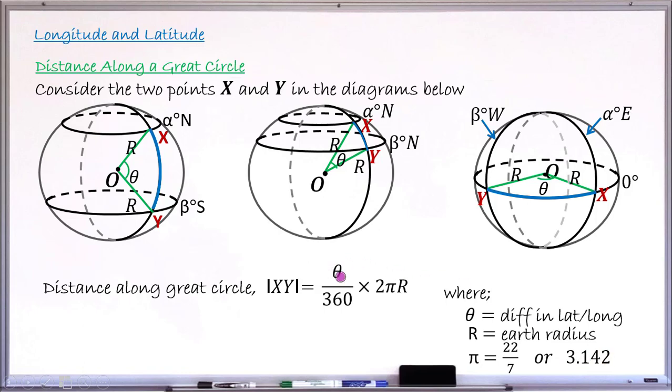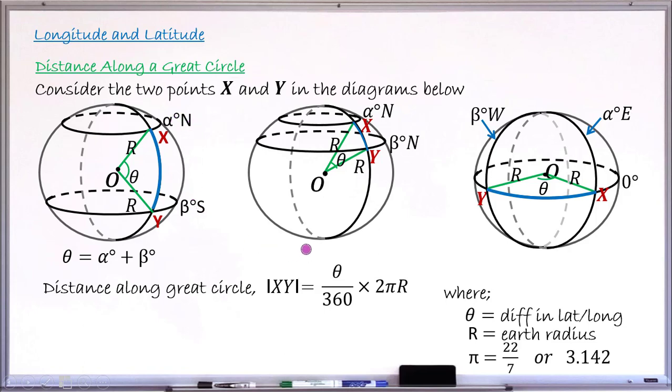But how we obtain this angle theta may differ across these different drawings. In the first drawing, the angle theta is the angle subtended by arc xy at the center of that longitude. How we obtain this angle theta is simply by addition of the two latitudes. So theta in this case will be alpha, the latitude of x, plus the latitude of y, because the two happen to be on different hemispheres, that is north and south.